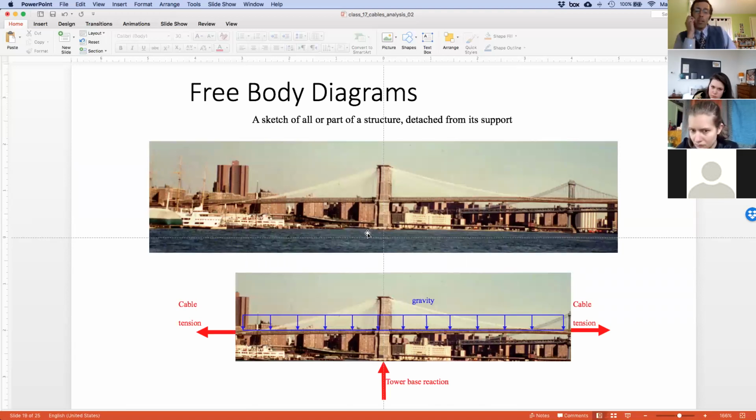All right, I want to then take you through analysis of suspension bridges. Our main goal in analyzing suspension bridges is going to be to get the main cable force. That's really what we're going to talk about in terms of analysis today.